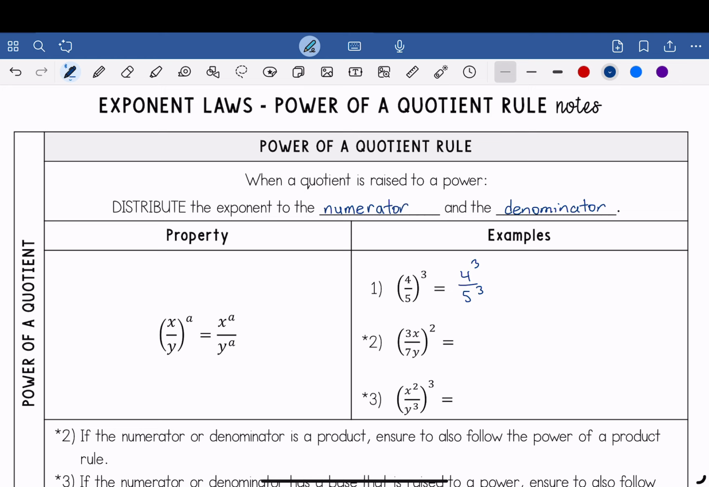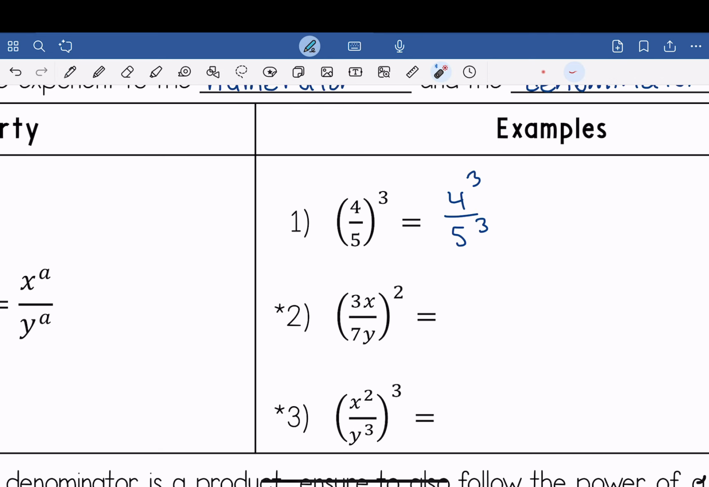Here we have an exponent, but within the brackets there's division, a quotient. However, the division has a product. So you still have to follow other power rules when applying the power of a quotient rule. So we'll distribute the 2 here. I'm going to zoom in a bit so it's bigger. So the 2 will get distributed to the 3, to the x, and then to the 7 in the denominator and to the y. So it is 3 to the power of 2, x to the power of 2, divided by 7 to the power of 2, and y to the power of 2.